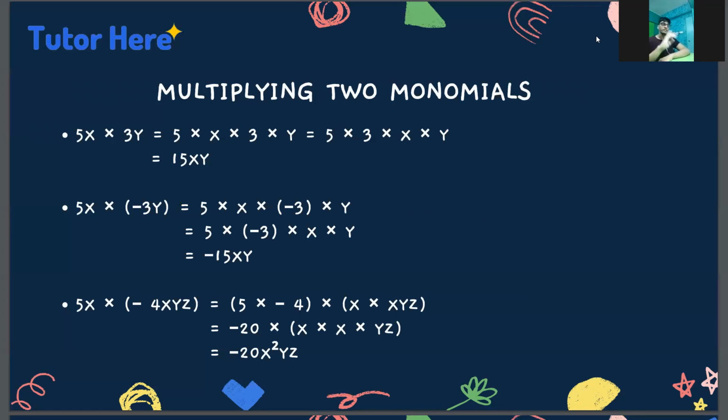Therefore, it becomes 15xy. Similarly, if we have 5x into minus 3y, we follow the same rule where we combine 5 and minus 3 and multiply, getting minus 15, and then x and y giving us xy. In the third one, we have done the same thing. As you can see, 5 into minus 4 is minus 20. And since there is x in both the terms, we have multiplied it twice, giving us x squared z.